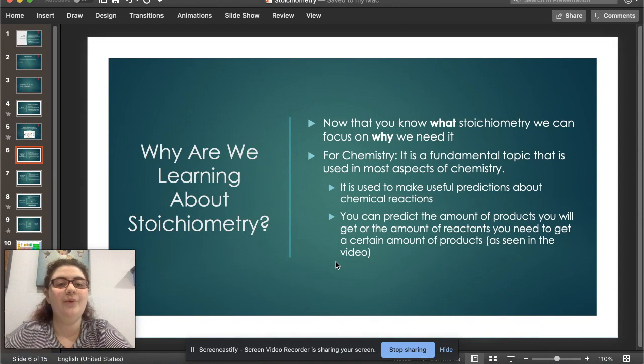So it's important to know why we're learning about stoichiometry, because if you don't know why you need it, why would you want to learn it? For chemistry, in particular this class, assuming you don't go any further, it is a fundamental topic that is used in most aspects of the subject. It is used to make useful predictions about chemical reactions, and you can predict the amount of products you will get or the amount of reactants you will need to get a certain amount of products, as seen in the video, where they wanted 7 full grilled cheeses, and so we had to figure out how many slices of bread we would need.